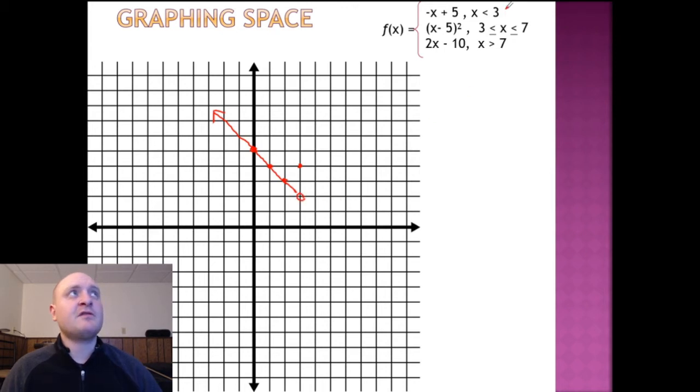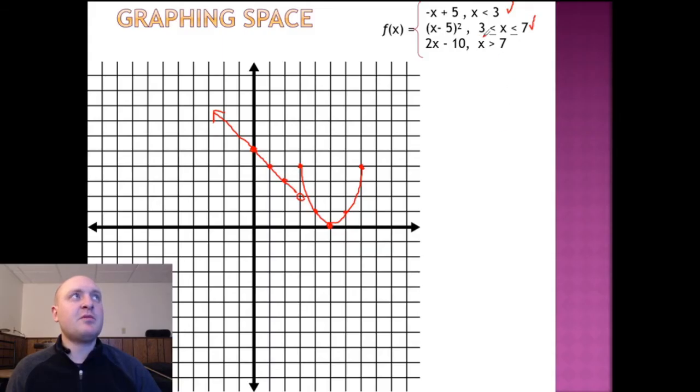This graph, the first one, is done now that I've placed that empty circle at 3. Next, for my quadratic, I see here that it's translated to the right 5. So 1, 2, 3, 4, 5. And from here, it will be a standard quadratic.